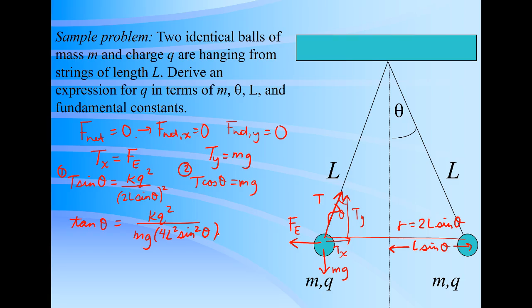And then I can solve this for the charge. I can get Q squared is equal to, let's put the 4L squared here first, so 4L squared mg sine squared theta tangent theta over k, and then I'm just going to take the square root to solve that for the charge. So there is my expression for the charge in terms of all the other constants.